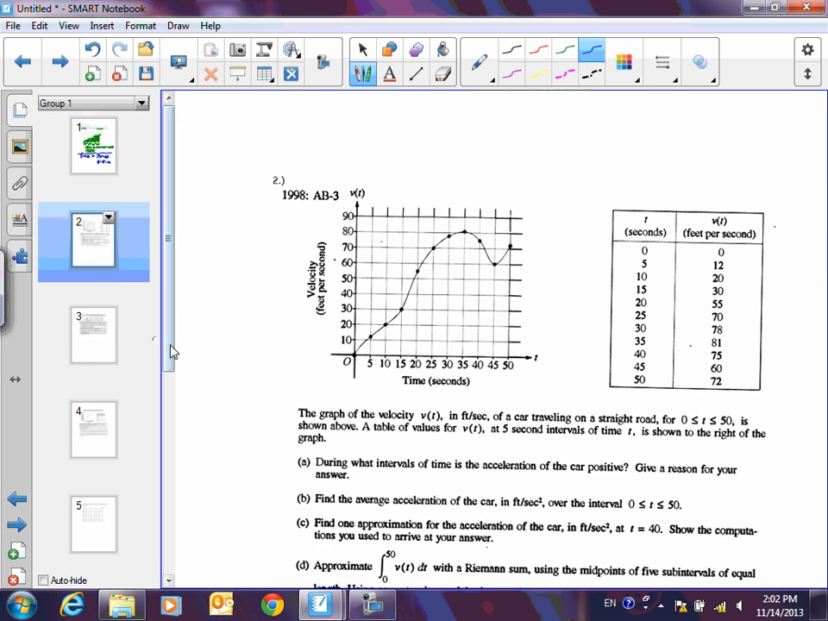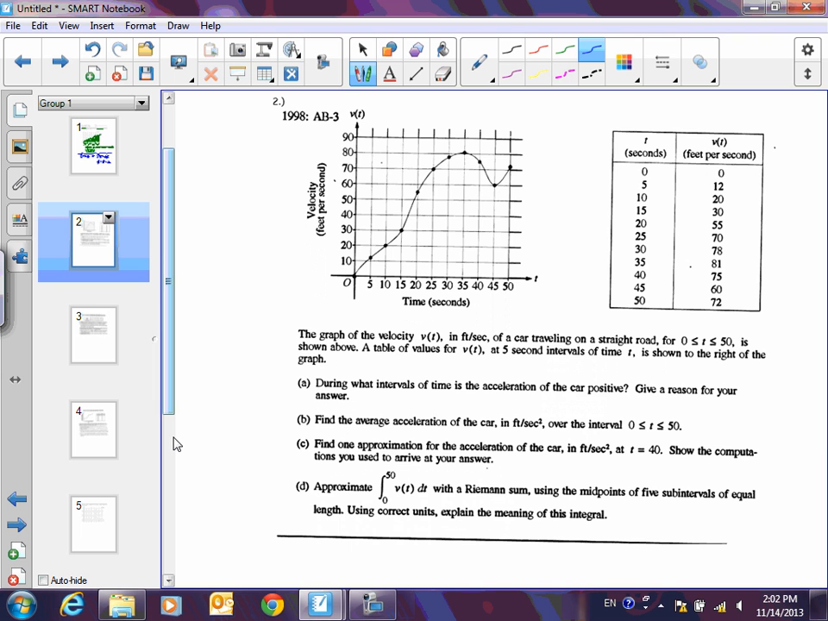For the rest of this lesson, I want to talk about this AP test question right here. 1998. How old were you in 1998? Man, I graduated high school in 1998. But that doesn't make me feel old at all.